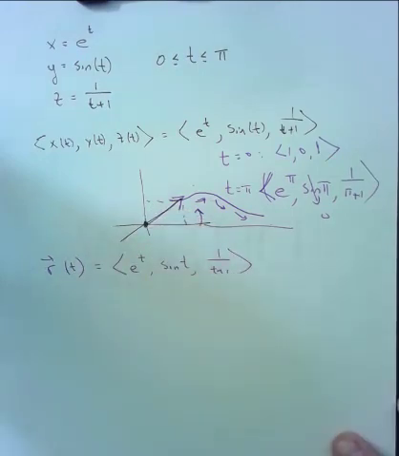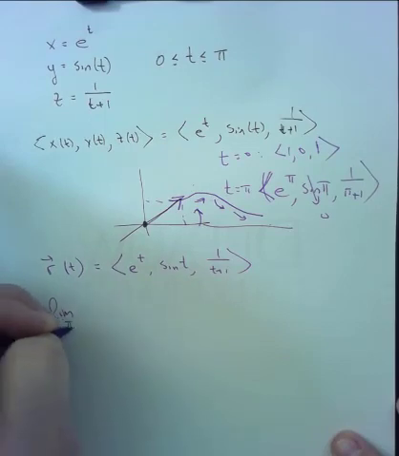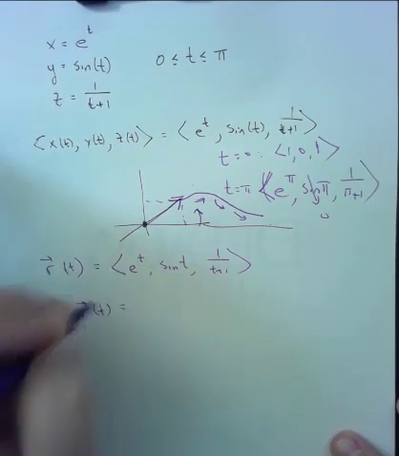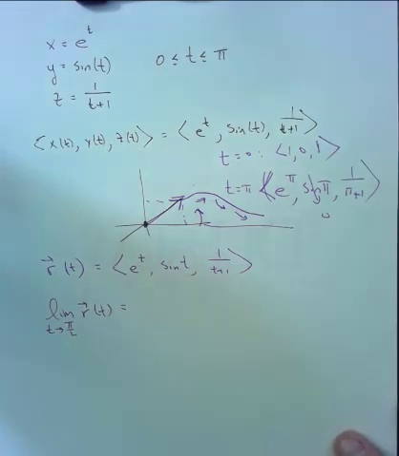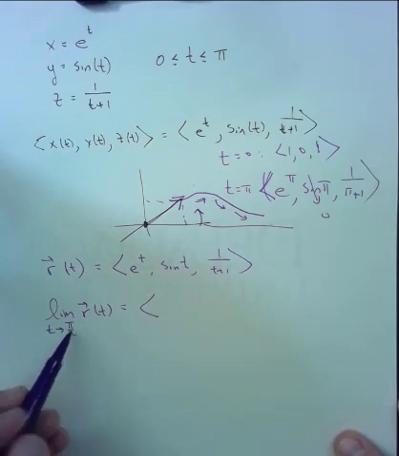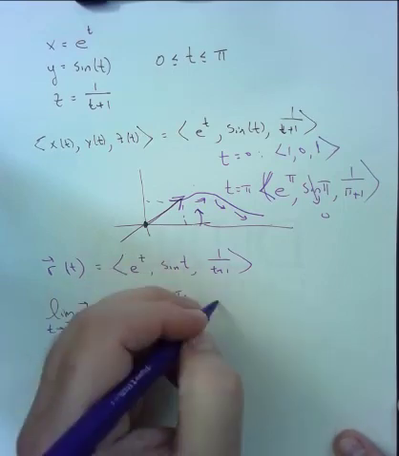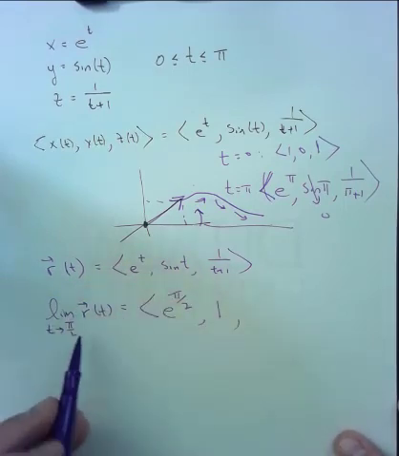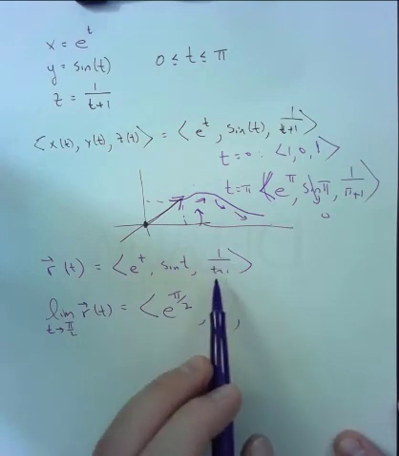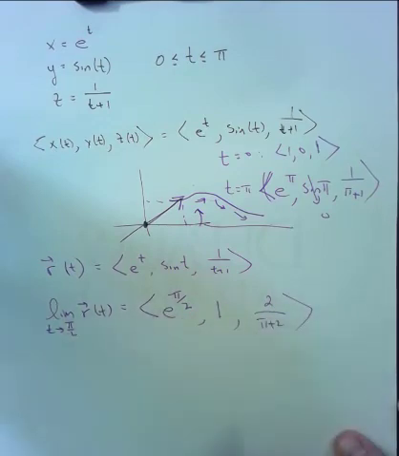So now it has a name, which means now we can do things like ask for the limit as t approaches pi over 2 of r of t. Well, you might hope that to do the limit of this whole function, you just have to do the limit of the individual components. And that's what happens. As t approaches pi over 2, e to the t approaches e to the pi over 2. As t approaches pi over 2, sine of t approaches 1. And as t approaches pi over 2, the third component approaches 1 over pi over 2 plus 1, which is going to be 2 over pi plus 2, I hope. So limits behave just like that.